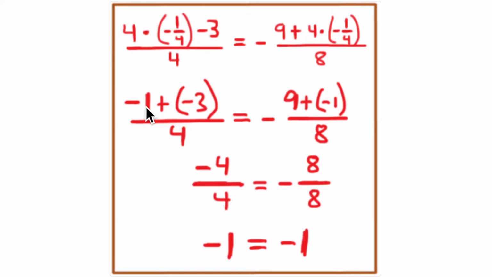You're left with negative 1. Negative 1 plus negative 3 is negative 4. And over here, these 4's cancel out. You're left again with negative 1, but 9 plus a negative 1 is a positive 8. But these both equal negative 1. Negative 4 divided by 4, and the opposite of 8 divided by 8. They both equal negative 1.